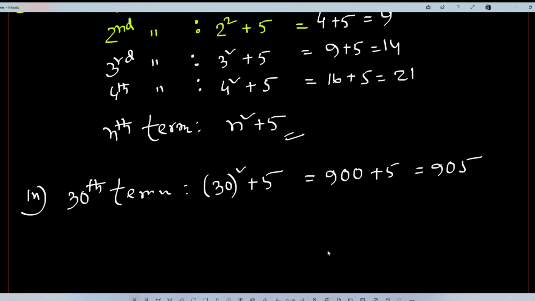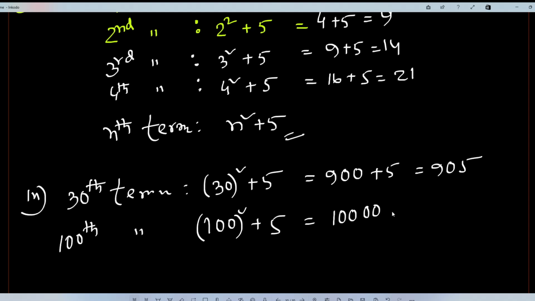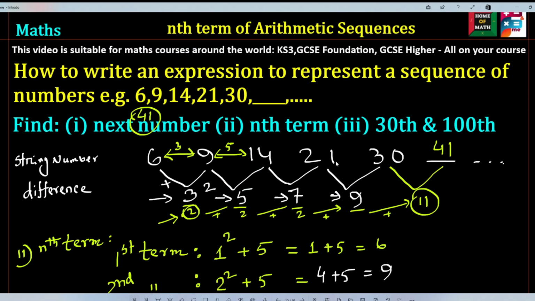So what is the next one? The 100th term. So 100 square plus 5, 100 square means 10,000, plus 5, it means 10005. Okay, a very easy way we solved our sequence. So the main part of this sequence is to find the difference.